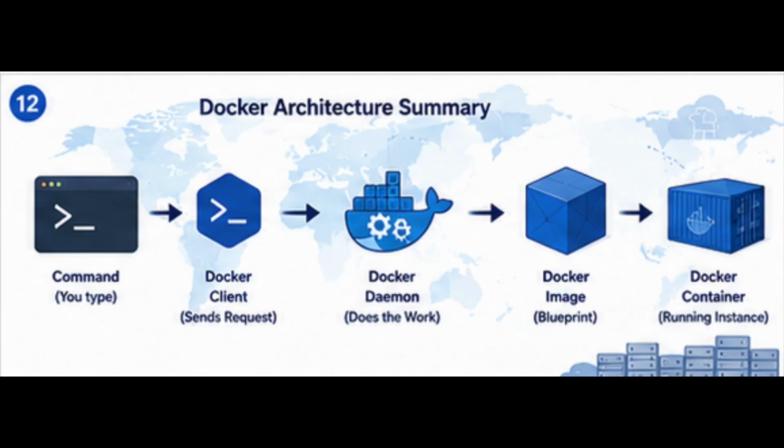Let's recap today's lesson. The Docker client receives commands from the developer. Docker daemon performs the actual work. Docker images act as blueprints. Containers are running instances of those images. Docker Hub stores images that can be downloaded whenever required.